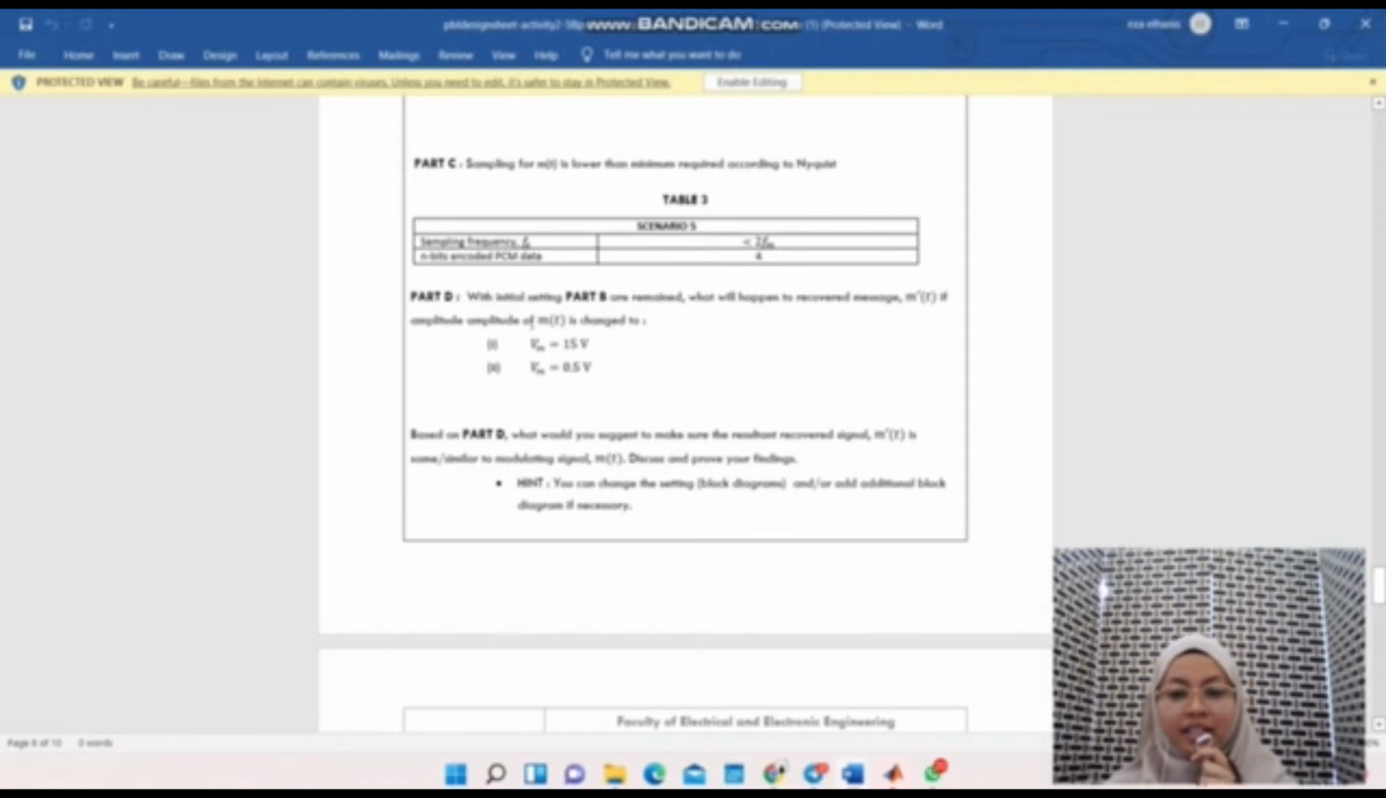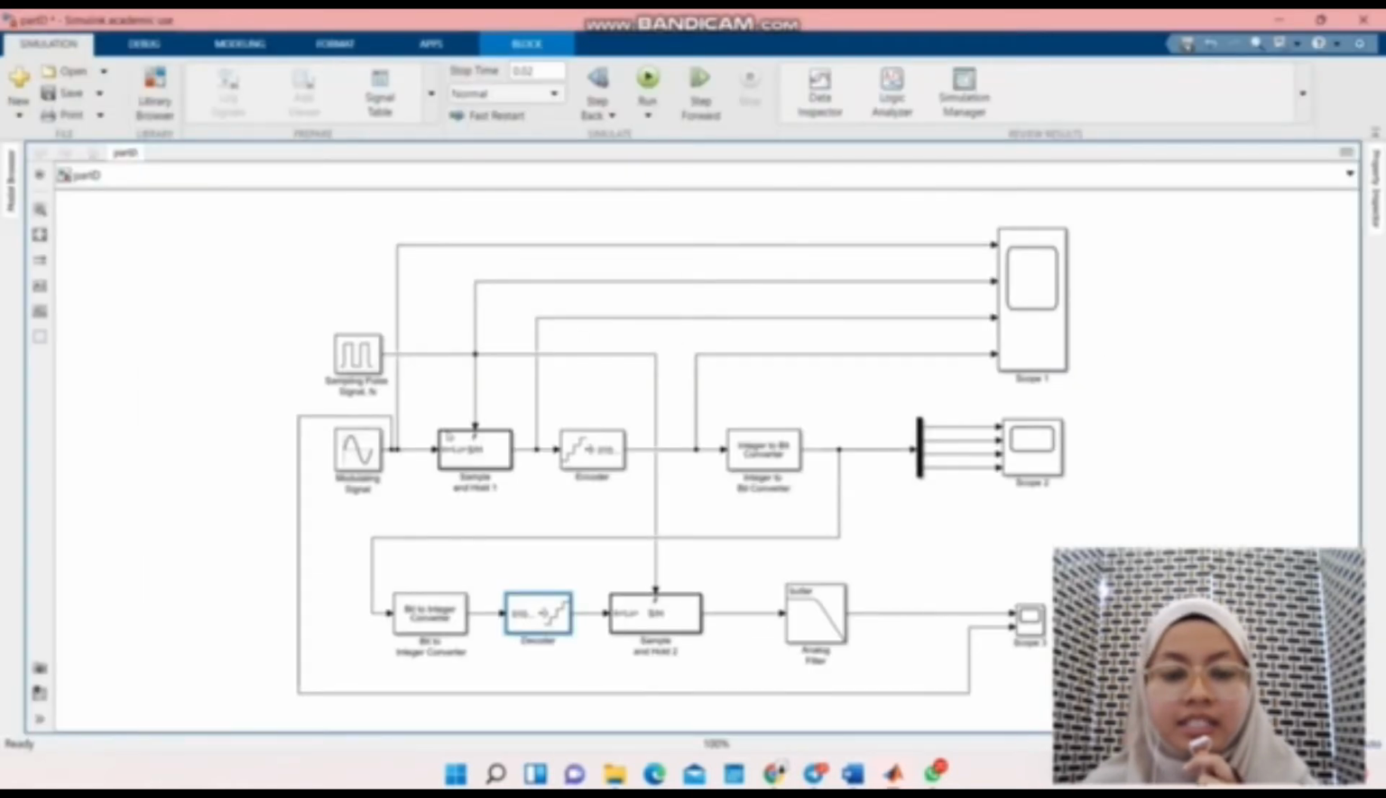So for part D, the initial setting remains the same as part B, and we're going to see what happens to the recovered message if the amplitude of MT is changed to VM equal to 15 volt and VM equal to 0.5 volt. So this is the circuit for part D.